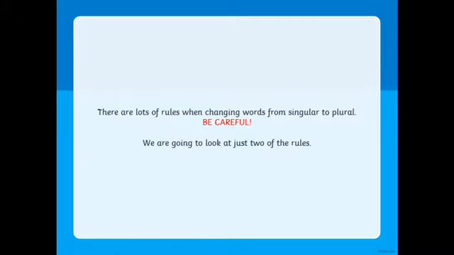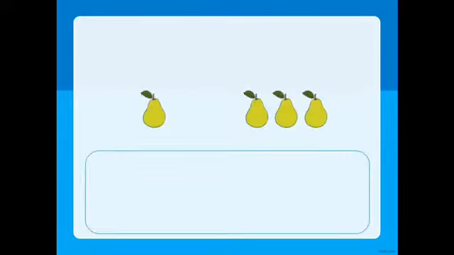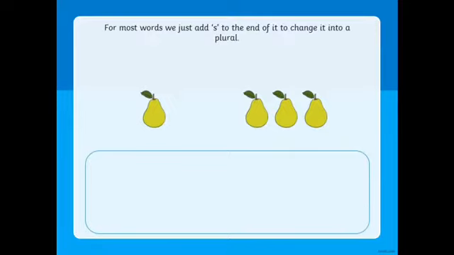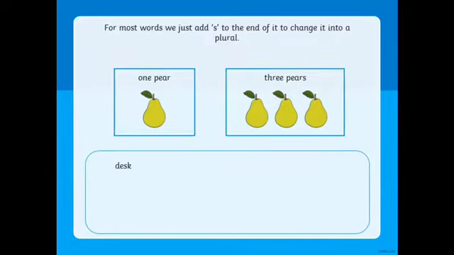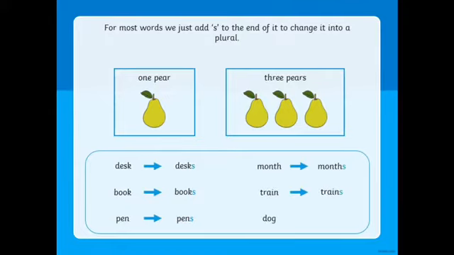There are lots of rules when changing words from singular to plural, so please be careful. But this week we're only going to look at just two rules. Okay? So, for most of the words, we just add an s at the end to change it into plural. So one pair, three pairs. Desk, desks. Book, books. Pen, pens. Month, months, like the months of the year. Train, trains. Dog and dogs.